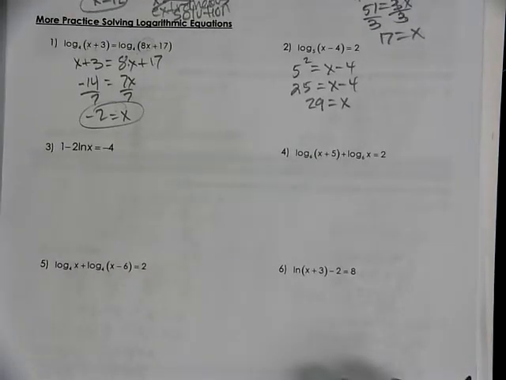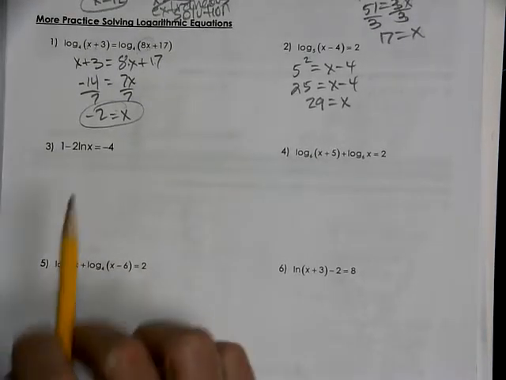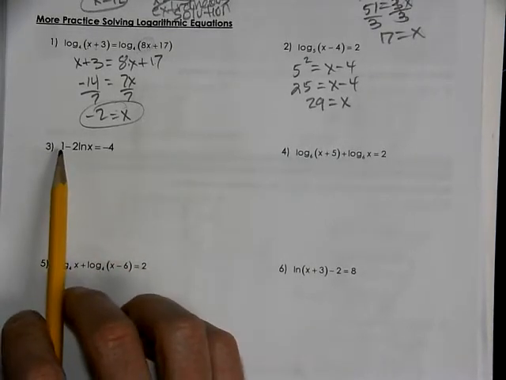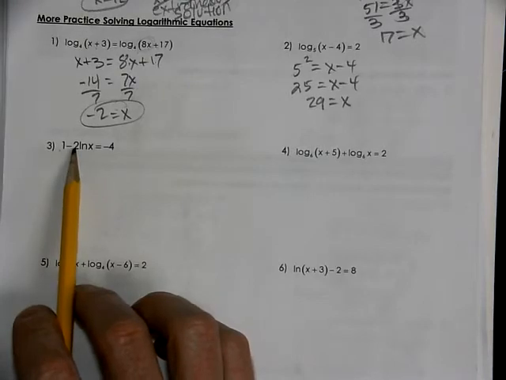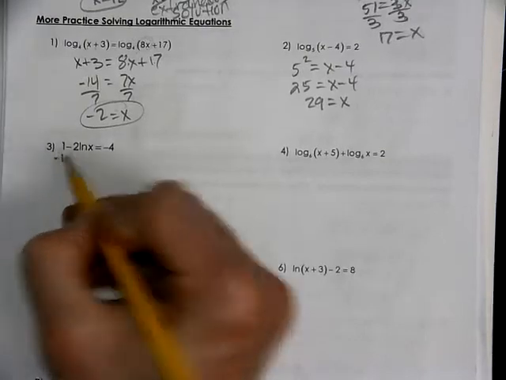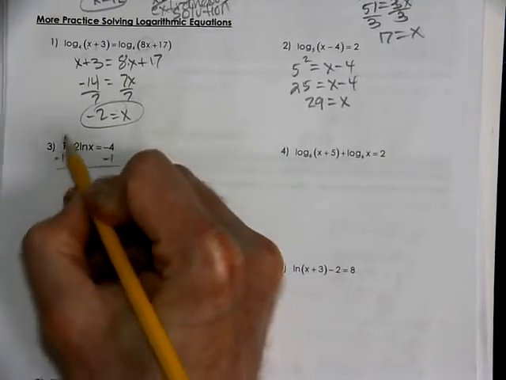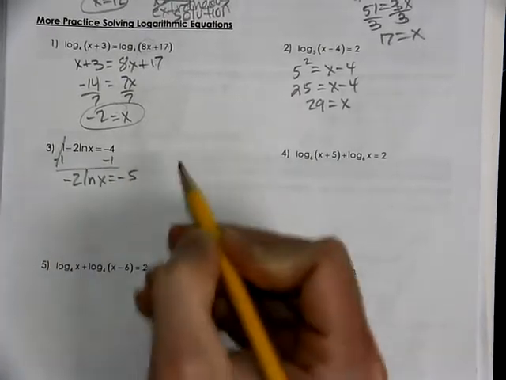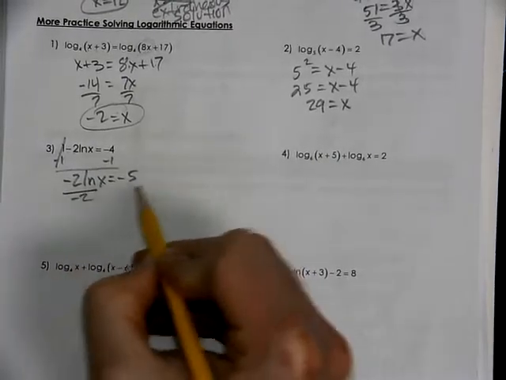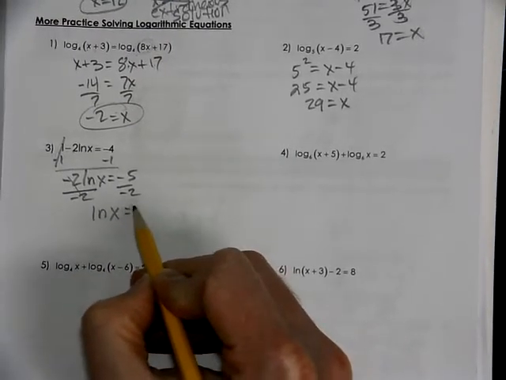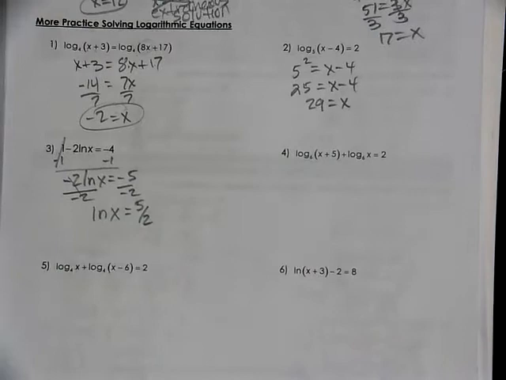Number 3 looks a bit tricky. Trying to recognize what you should move and how it's related. You would not treat this as 1 minus 2, because the 2 is multiplied by something. So we would need to subtract the 1 across. And then we'd have to divide by the 2. And that's equaling a positive number.